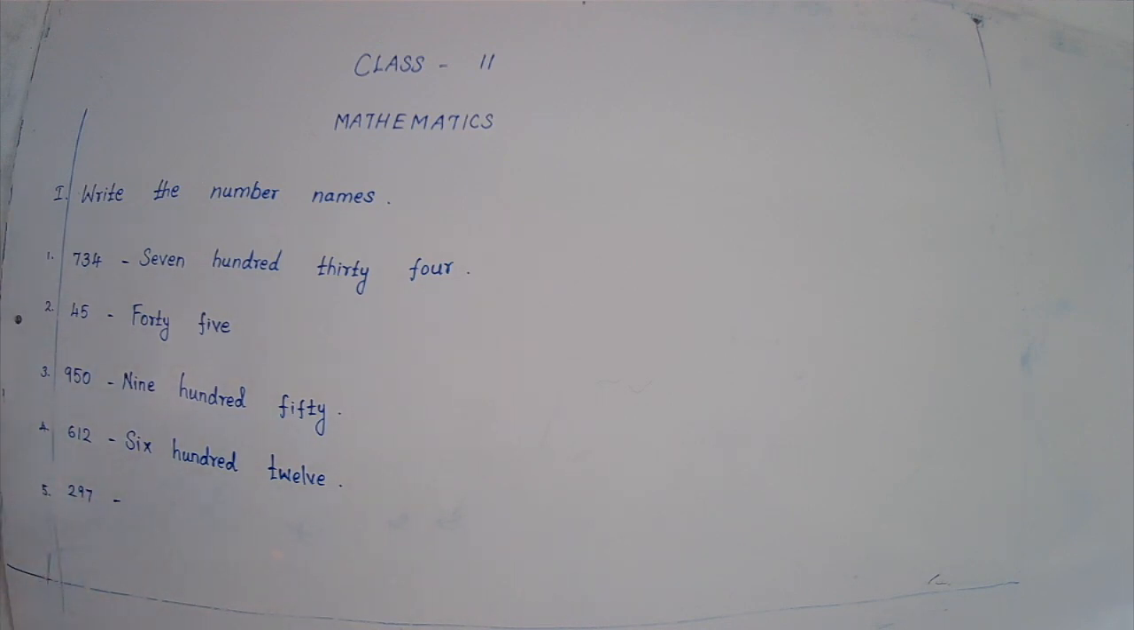What is this number? First of all, this is one of the 3-digit numbers. 297. Is this a 2-digit number or a 3-digit number? 3-digit number. Say the spelling form. 297.